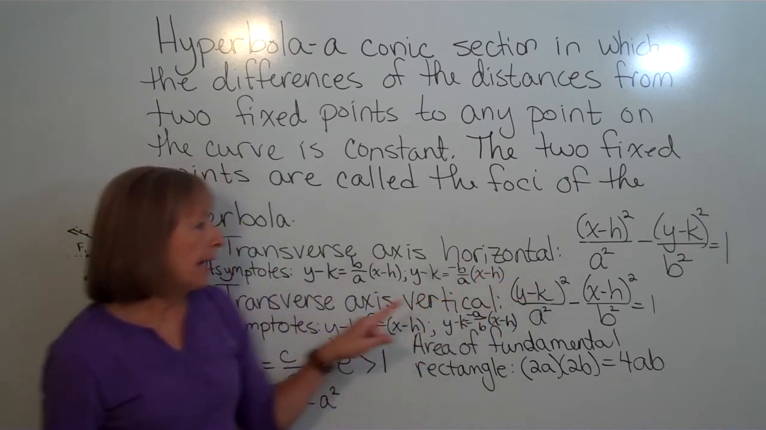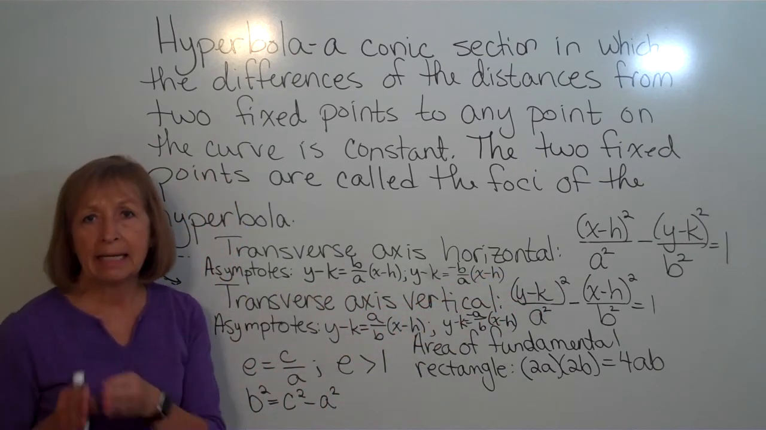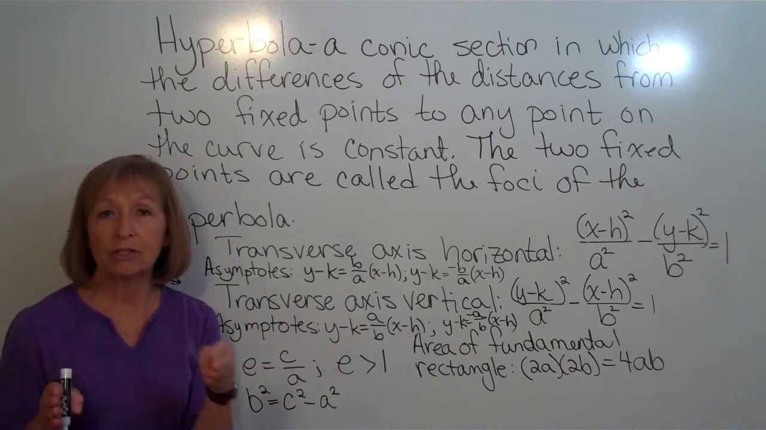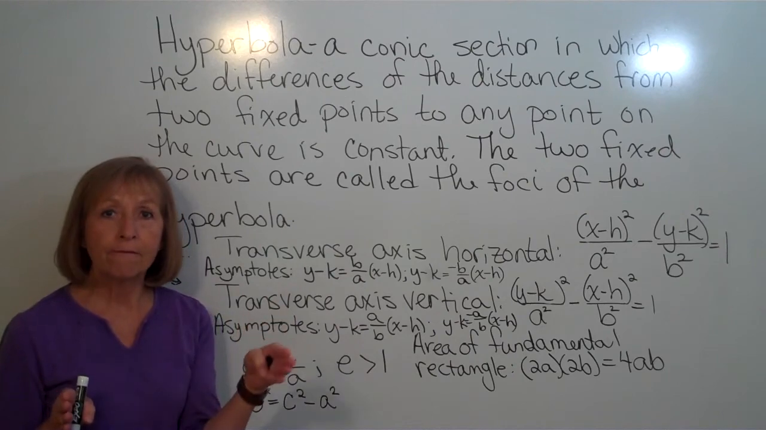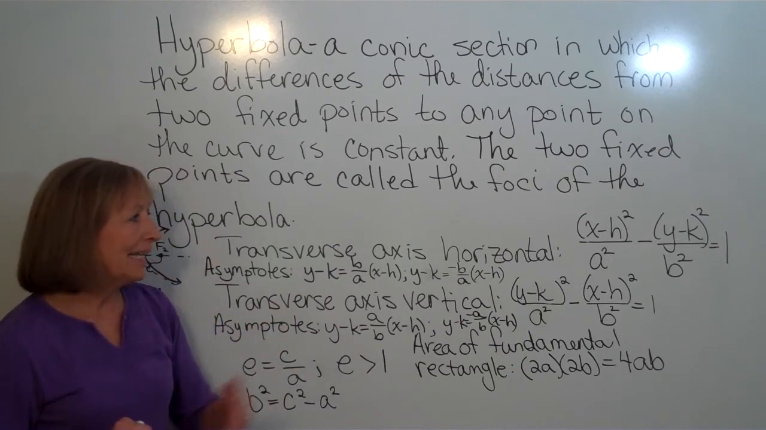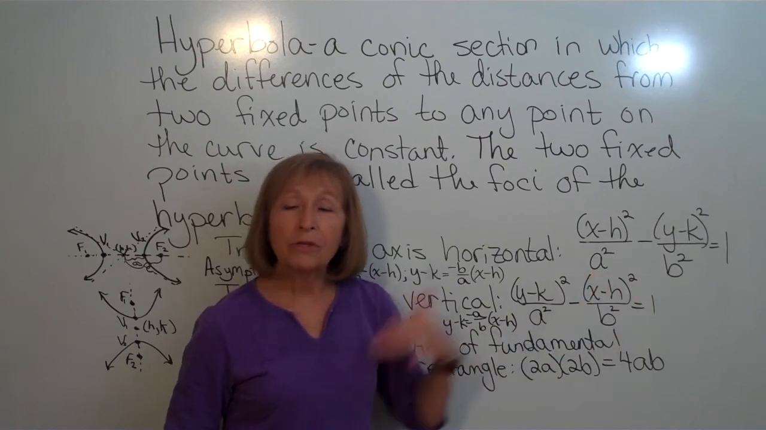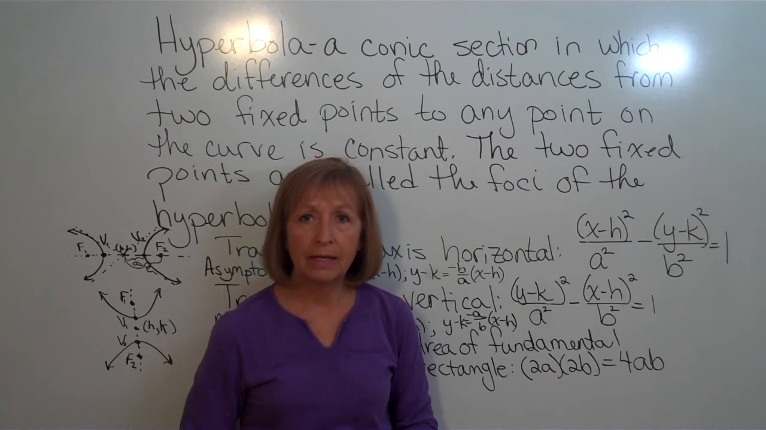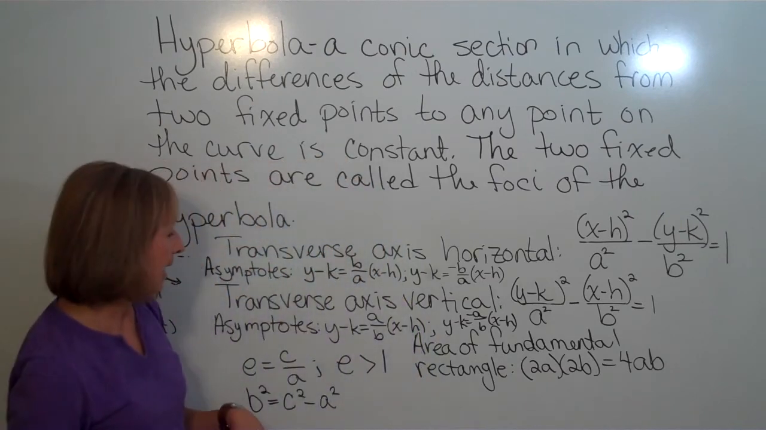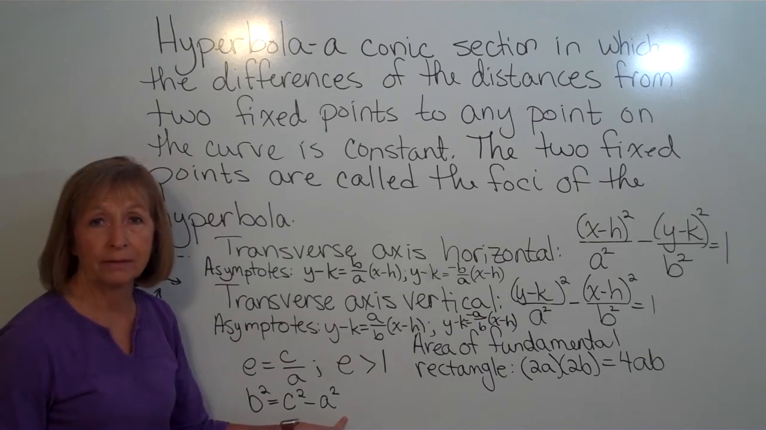Now, think about a being the distance from the center to the vertex, and c being the distance from the center to the foci, but in our equation we've got a squared and b squared. Well, there's a relationship between a squared, b squared, and c squared. For a hyperbola, that relationship is that b squared is equal to c squared minus a squared.